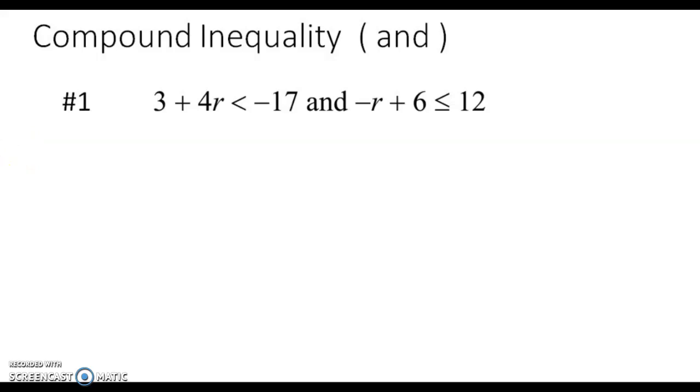All right, compound inequality with and. So in our compound inequality, we have an and in between them. On the left-hand side, I'm going to start with this one. We have 3 plus 4r is less than negative 17. I want to isolate my r, so I'm going to start by subtracting 3 from both sides.